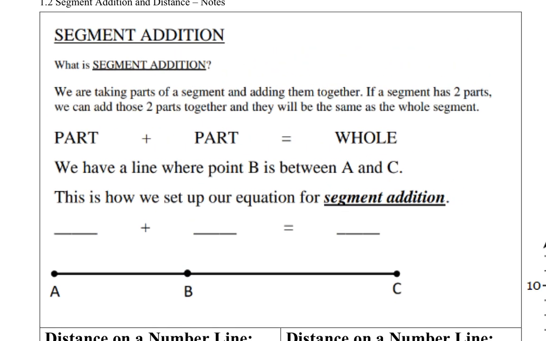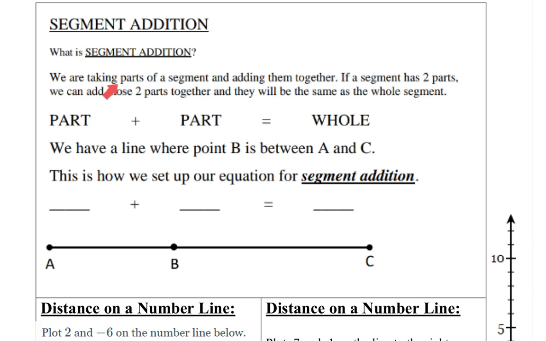Okay, so what is segment addition? We're going to take two parts of a segment and just add them together. So if it has two parts, we just add those two parts together and it will be the same as the whole thing. Okay, so here's the key of what we're going to think about today. Part plus part equals whole.